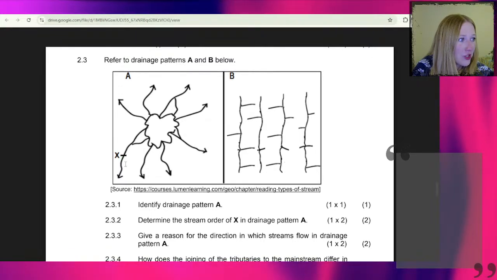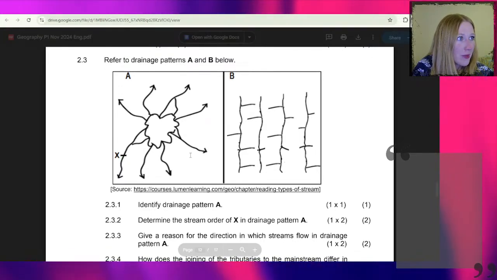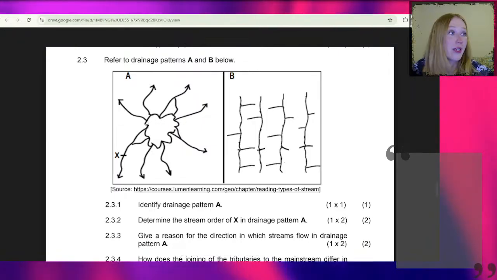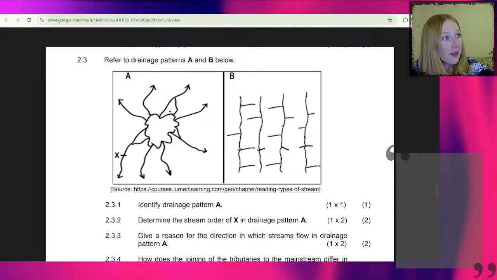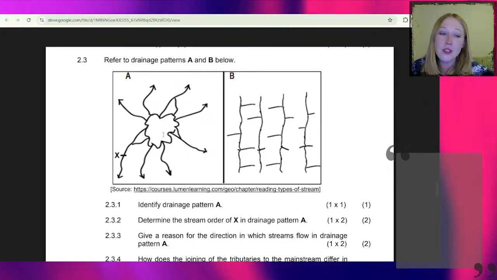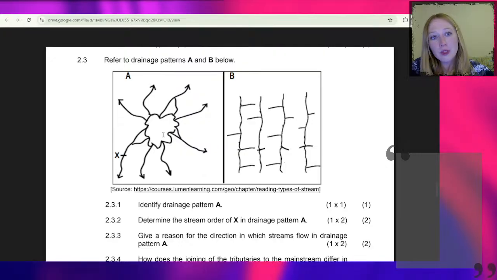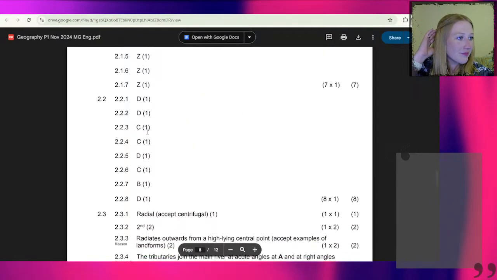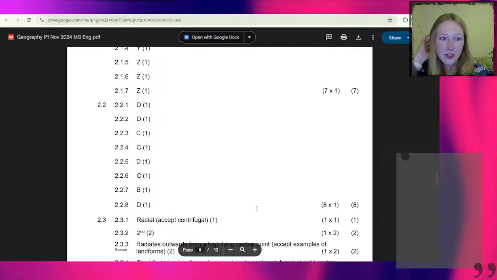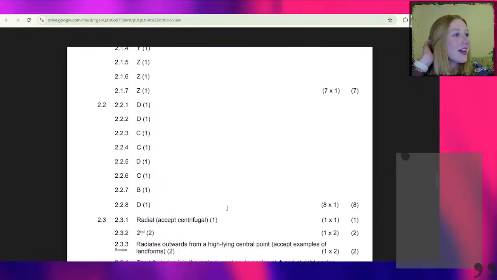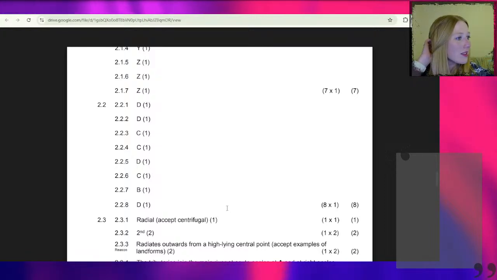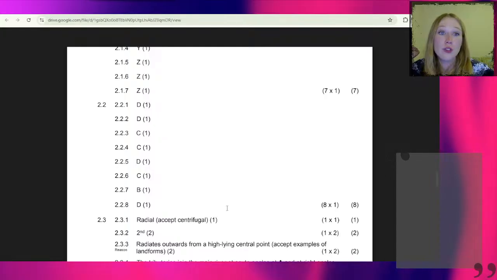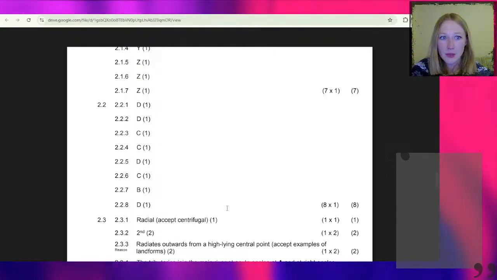Give a reason for the direction in which the streams flow in drainage pattern A. They're all flowing away from the middle, so I'm assuming this is some type of high-lying area in the middle, so maybe a mountain or a volcano, something with a peak, and then it flows down either side. Radiates outwards from a high-lying central point, except examples of landform. So mountain and volcano probably would have been accepted.